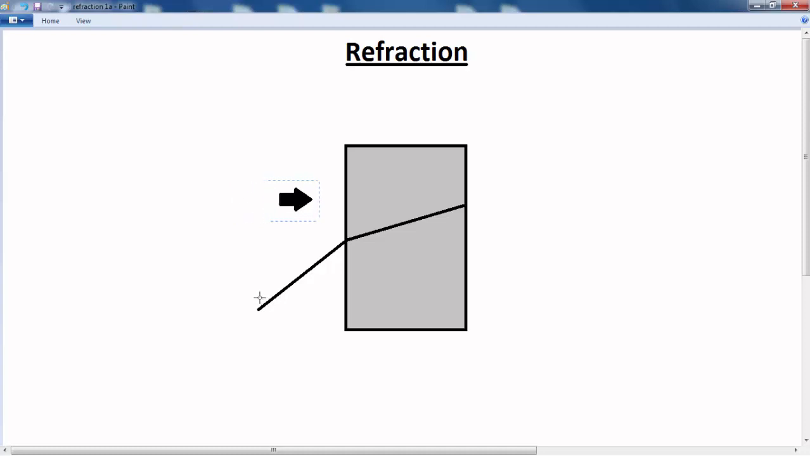So we have a beam of light, and it's approaching the glass block, and as soon as it hits the glass block, it starts to slow down. And it slows down because the light interacts with the glass in a similar way to the way the mud interacts with the feet of the athlete. The light gets slowed down, and then when it comes back out of the block again, it speeds up. Now, it is this slowing down effect of the light that causes it to change direction.